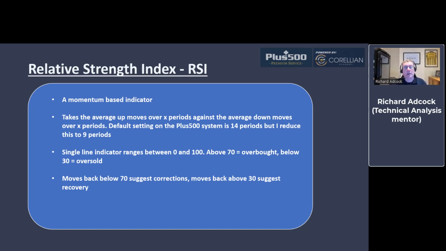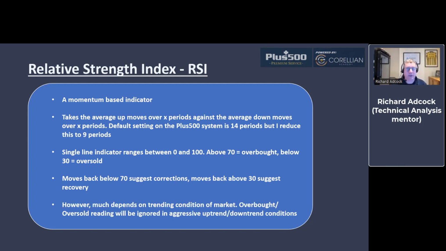On the flip side, if the indicator breaks below 30 to highlight an oversold reading, we're then looking for the indicator to break back above the 30 line to suggest that the oversold readings are having influence on trader activity and that we're starting to see short covering and an unwinding of these oversold readings.